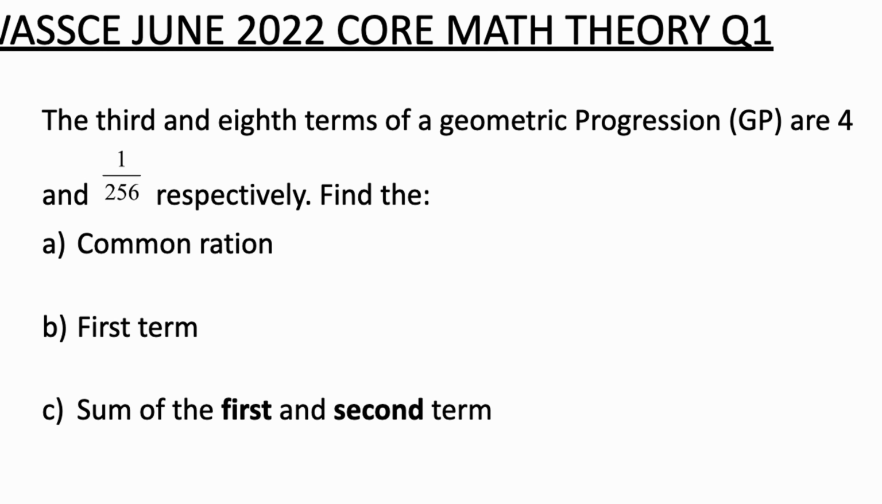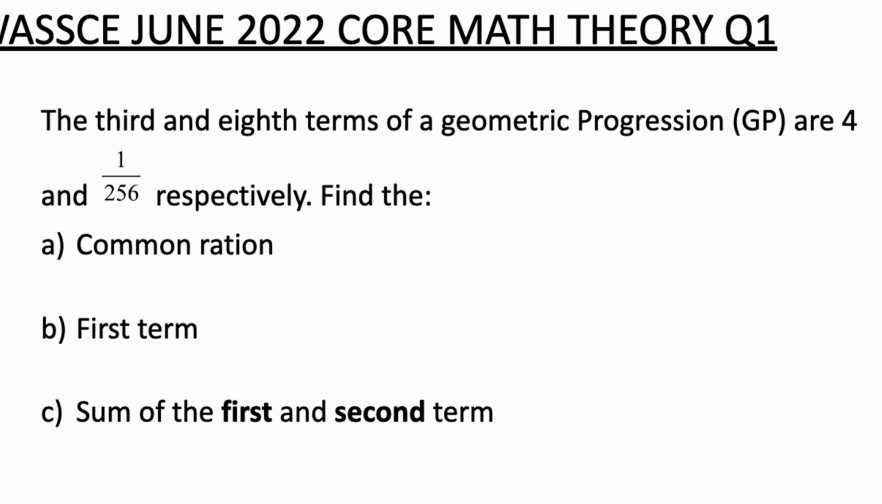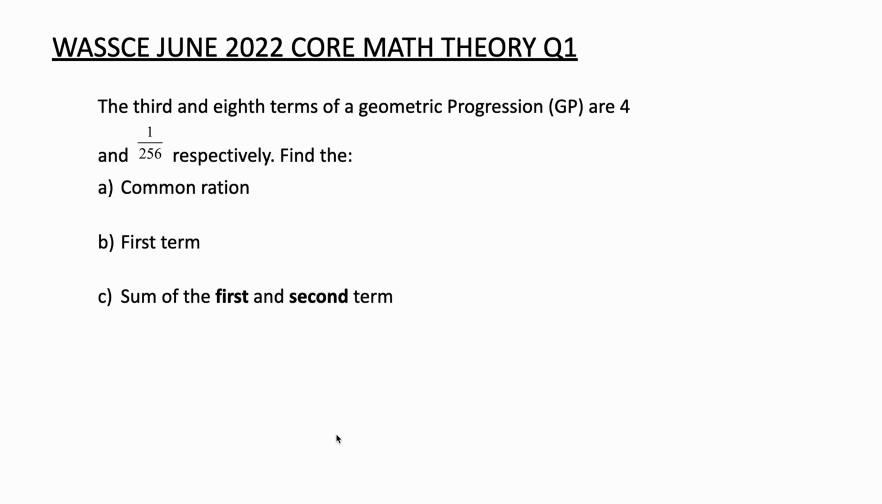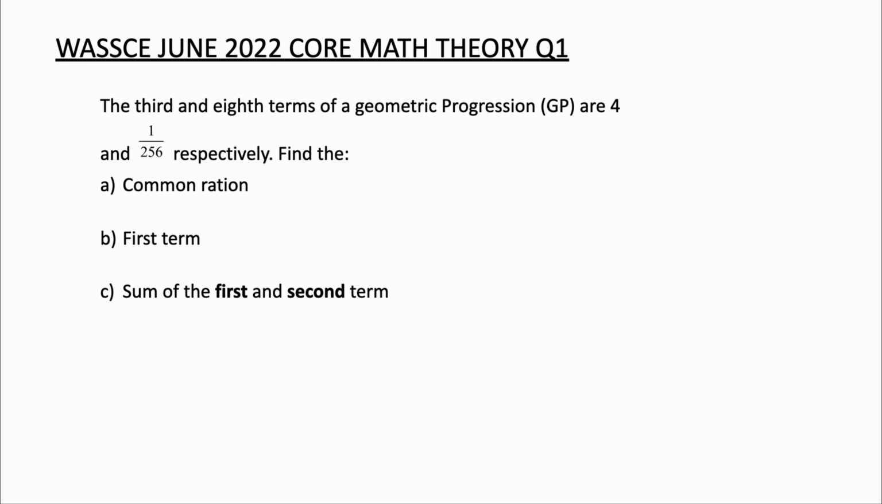So question 1. The third and eighth terms of a geometric progression are 4 and 1 over 256 respectively. Find A, the common ratio, B, the first term, C, the sum of the first and second terms. So let's begin with our solution.